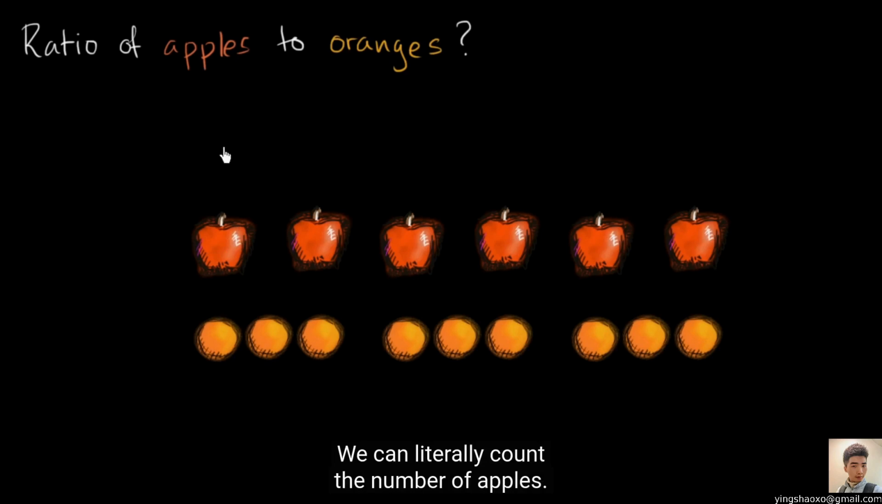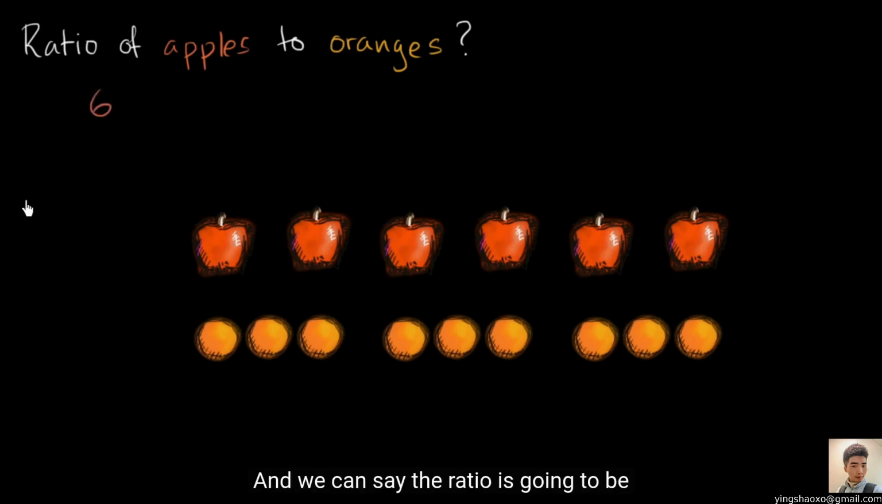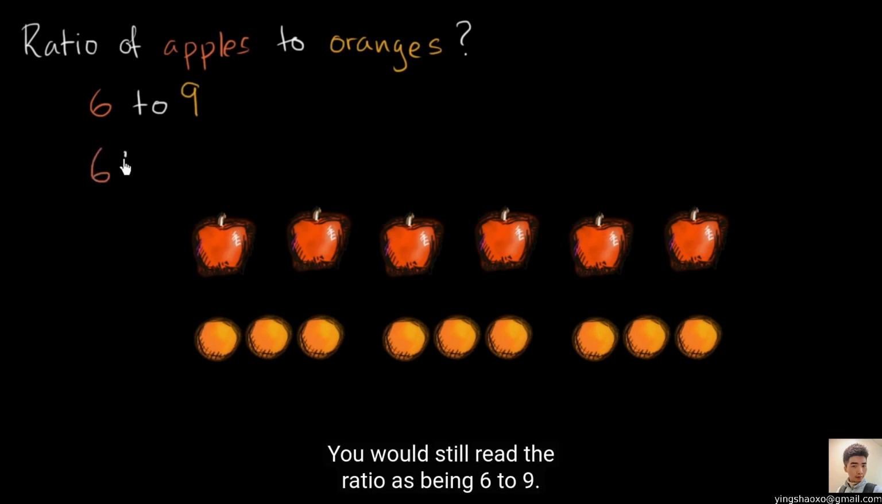We can literally count the number of apples, 1, 2, 3, 4, 5, 6. So we have 6 apples, and we could say the ratio is going to be 6 to, and then how many oranges do we have? 1, 2, 3, 4, 5, 6, 7, 8, 9. It is 6 to 9. Ratio of apples to oranges is 6 to 9. And you could use different notation. You could also write it this way. You would still read the ratio as being 6 to 9.